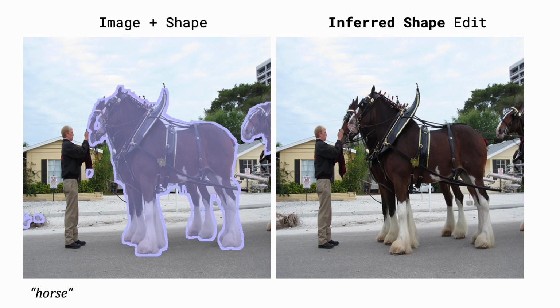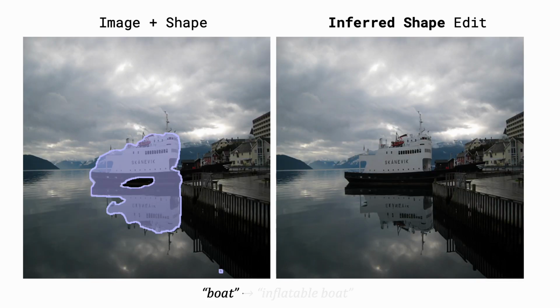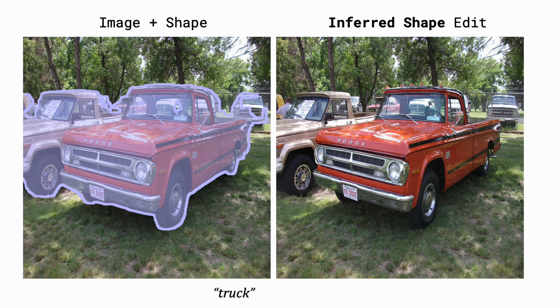Our method can not only handle precise object silhouettes, but also noisy inputs automatically inferred by an off-the-shelf segmentation model. In this case, our method is able to handle cases where there are multiple overlapping objects, for example, horse to futuristic biomechanical robot horse, or from boat to inflatable boat, a challenging case where our method not only edits the boat, but also its reflection in the water. We can go from a truck to a Lego truck.